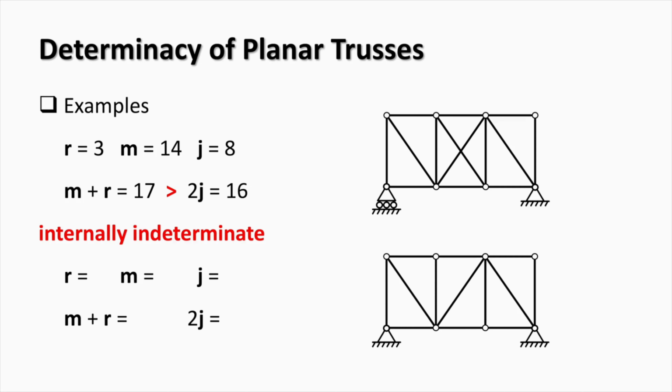Since the truss has 3 reaction forces, its indeterminacy comes from having too many bars. As you can see, the middle cells are not triangular. They are more complex. This type of indeterminacy is called internal.